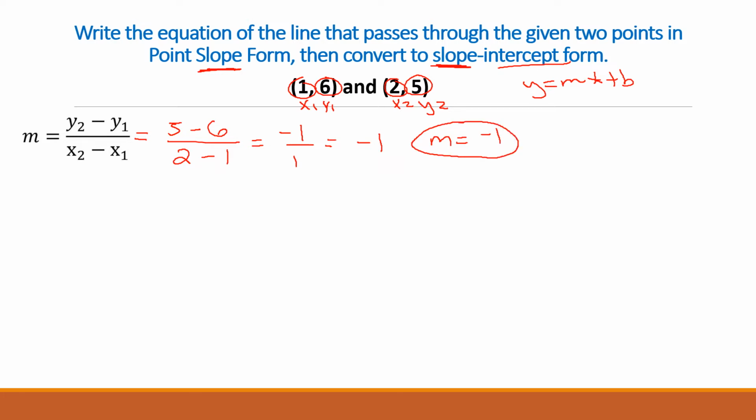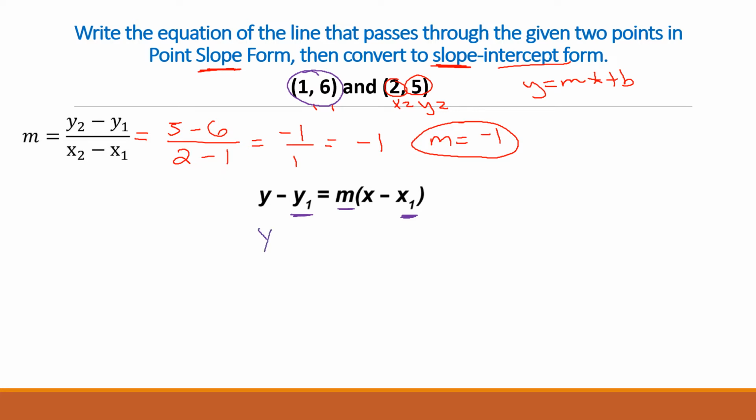So now I want to take that slope and write an equation in point-slope form. And remember, point-slope form, I have it right here. So I'm going to take the slope that I found, which was negative 1, and I'm going to take one of my ordered pairs and replace it with y sub 1 and x sub 1. You can use either one, but I'm just going to use the first one right here, and replace my x1 and y1.